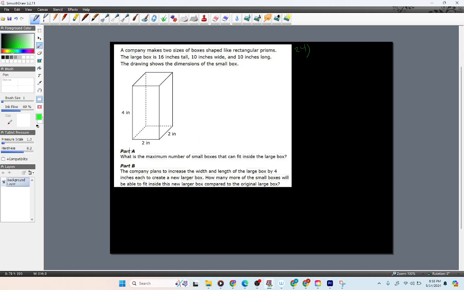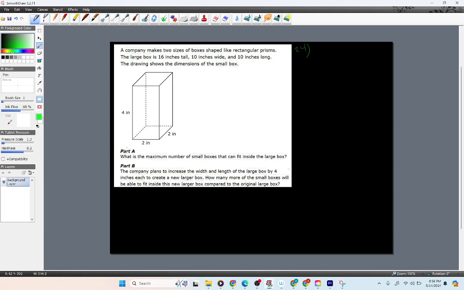Two-part question, so let's focus on the first part. What is the maximum number of small boxes that can fit inside the large box? I'm going to go ahead and read part B too. Part B says the company plans to increase the width and length of the large box by 4 inches to create a new larger box. How many more of the small boxes will be able to fit inside this new larger box compared to the original? Okay, that's even more information.